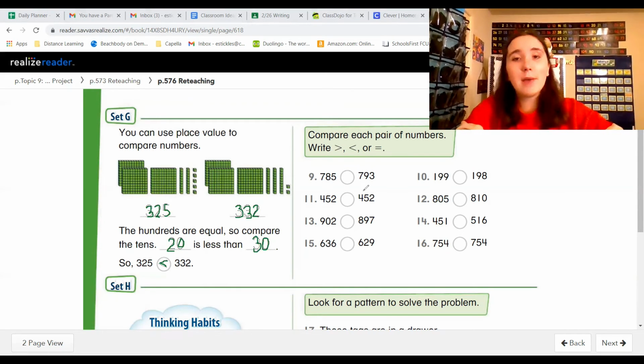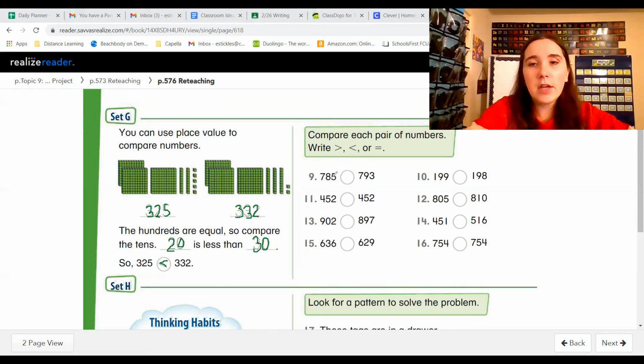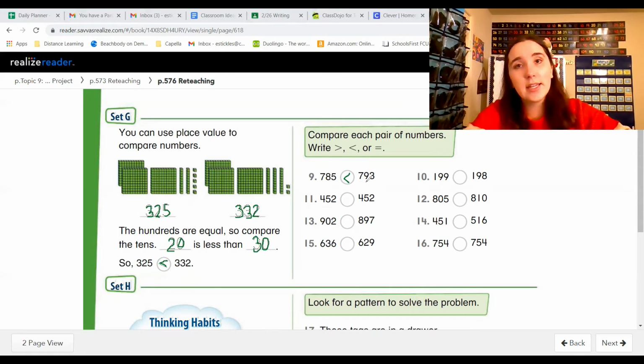Let's try a couple of these over here. 785, is it greater than, less than, or equal to 793? What do you think? 785 is less than 793. There's an 8 in the tens place and a 9 in the tens place. The 793 would be bigger.